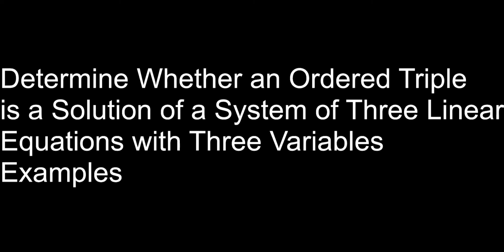An ordered triple is just like an ordered pair, but with three numbers. It is made up of three numbers separated by commas, where the first coordinate is the x coordinate, the second coordinate is the y coordinate, and the third coordinate is the z coordinate.